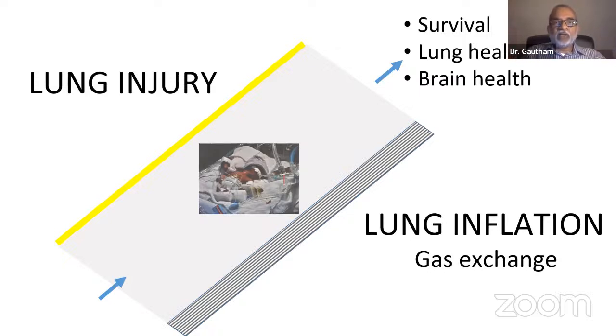The lung injury and the complications, they're not easy to see. Whereas the lung inflation, you can monitor the oxygen saturation, the blood gases, chest x-rays, and you know if you're not meeting the goals there. The lung injury is often invisible, so we have to be extra vigilant. That is the main take-home point in response to Naina's comment.